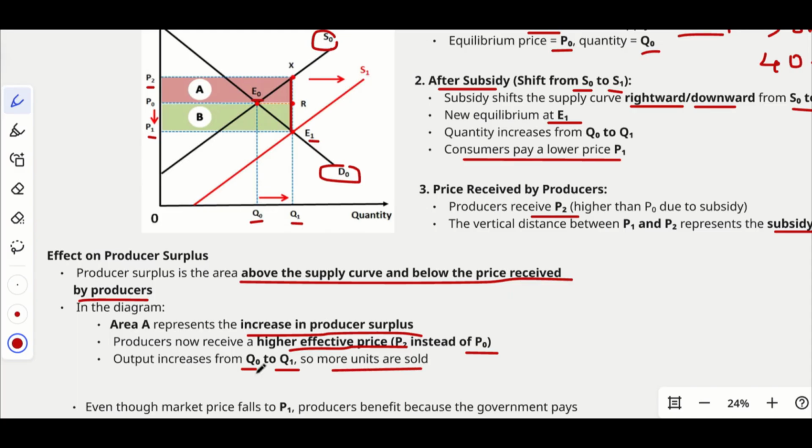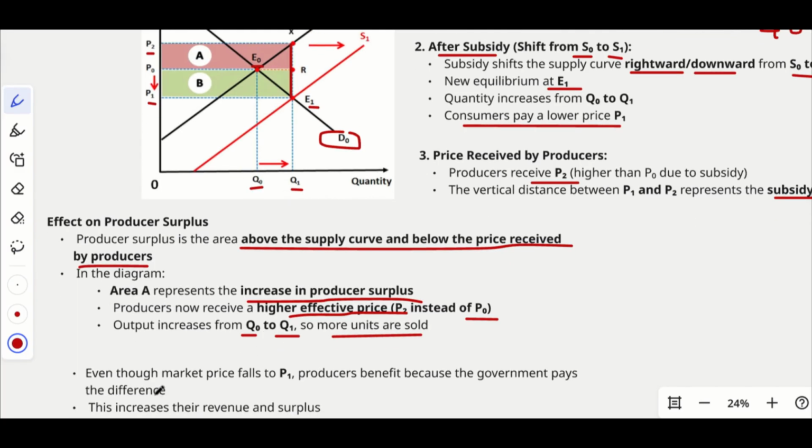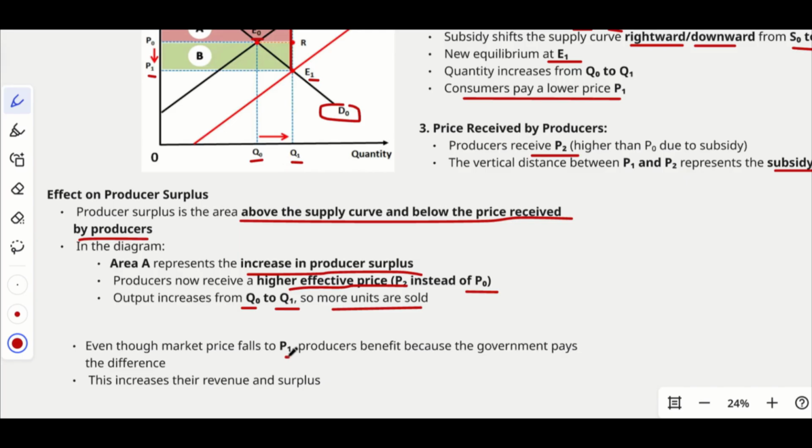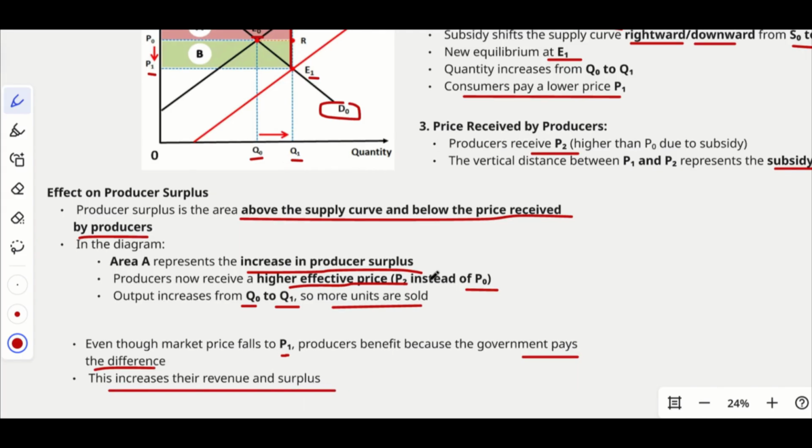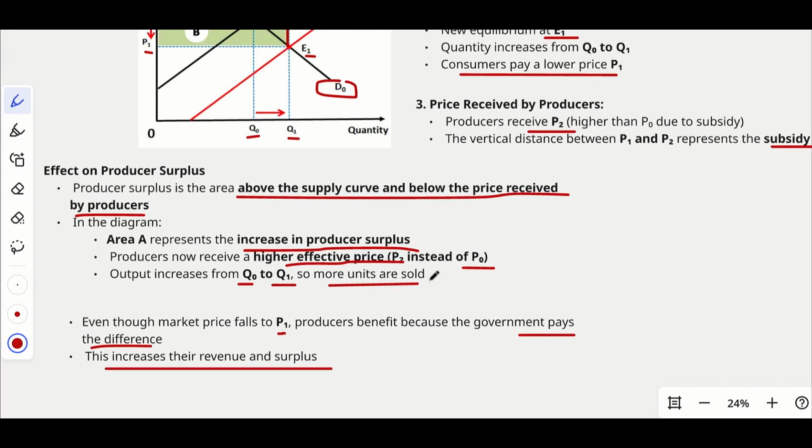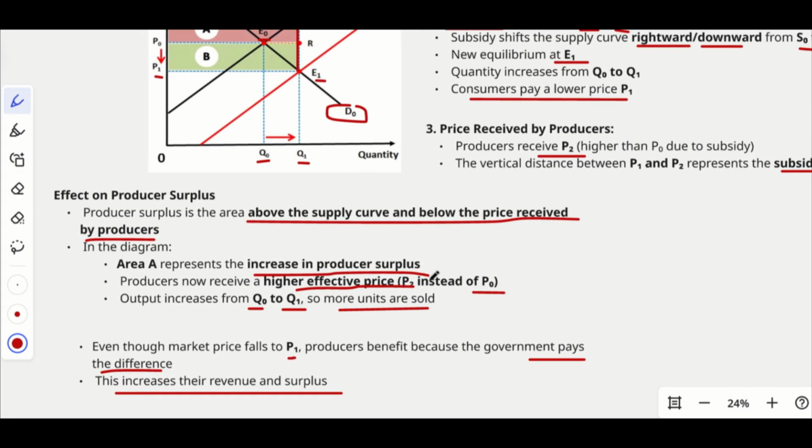So more units are sold, right? Even though the market price falls to P1, the producers benefit because the government pays the difference. This increases their revenue and surplus. So this is how some of the subsidies work in our economy.